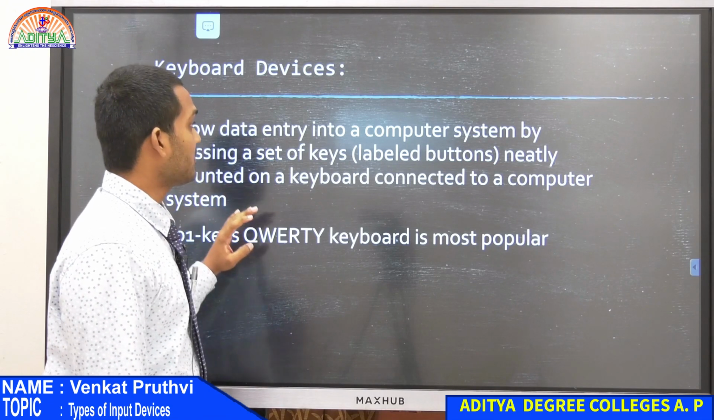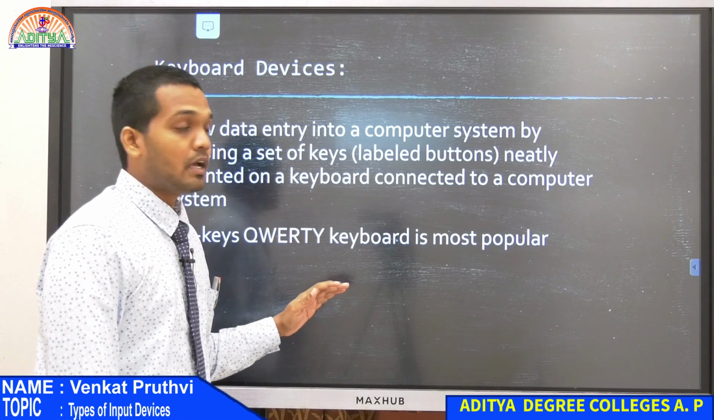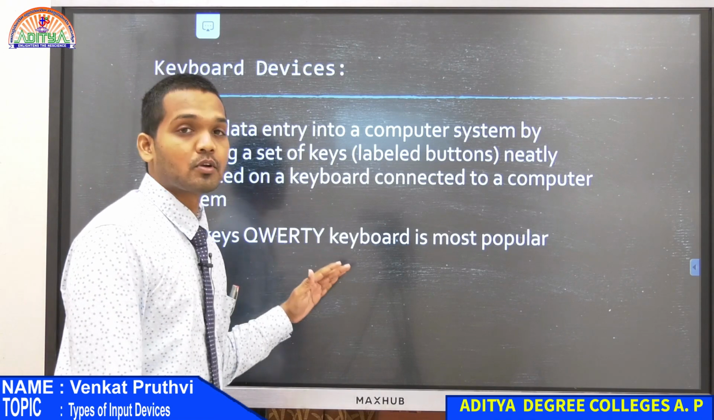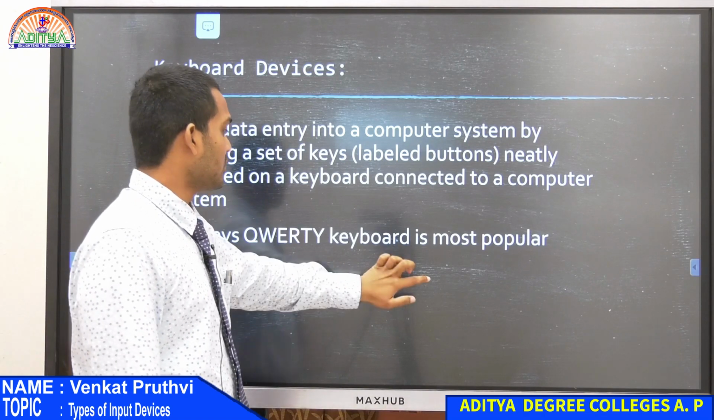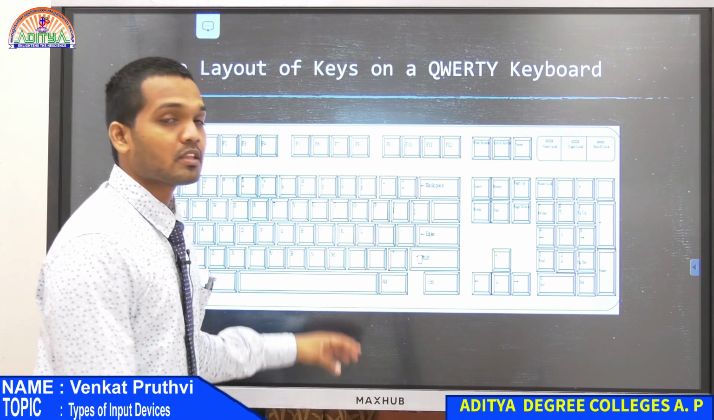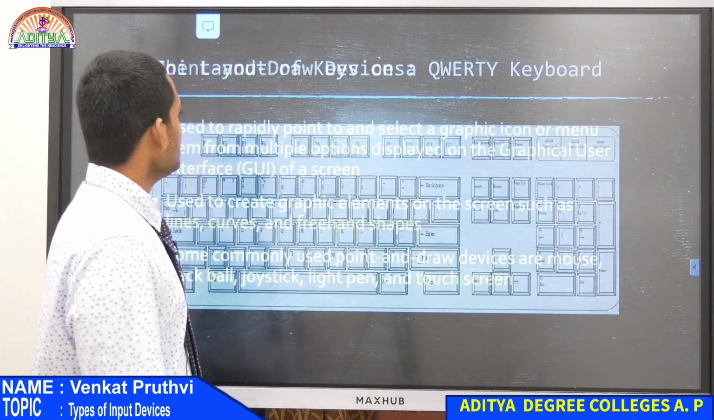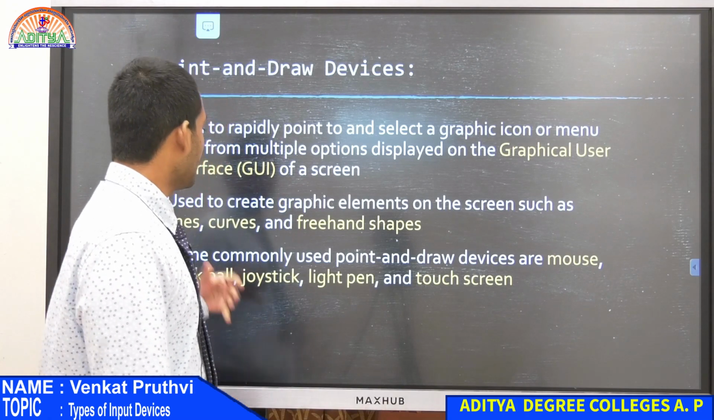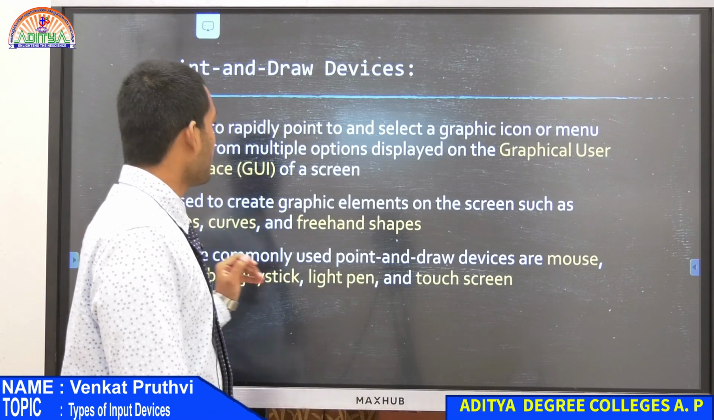So what do you mean by keyboard device? It allows data entry into a computer system by pressing a set of keys, generally known as labeled buttons, neatly mounted onto a keyboard connected to a computer system. The most popular one is the 101 QWERTY keyboard. We saw how a 101 QWERTY keyboard would look and what labeled buttons we have on it. And then we just started with the point and draw devices, and we were looking at what different kinds of point and draw devices we have until now.